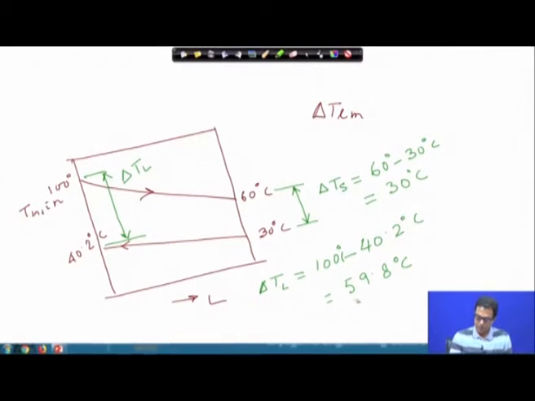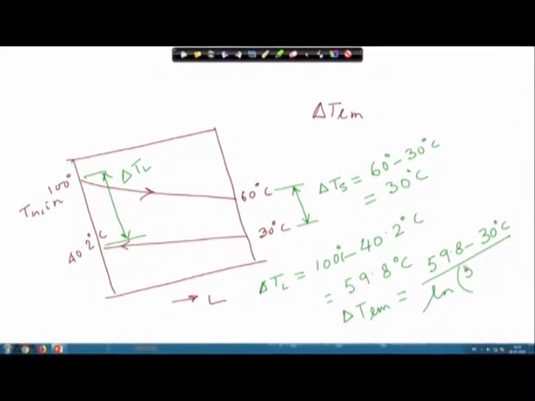So, the delta T Lm is delta T large minus delta T small. So, 59.8 minus 30 degree centigrade divided by ln of 59.8 divided by 30. So, this comes out to be 43.2. So, now we have the idea about the LMTD, delta T log mean temperature.